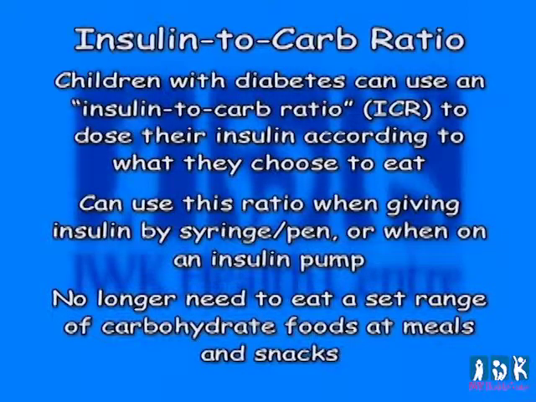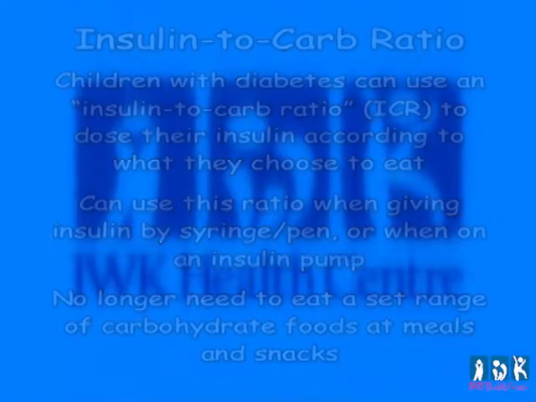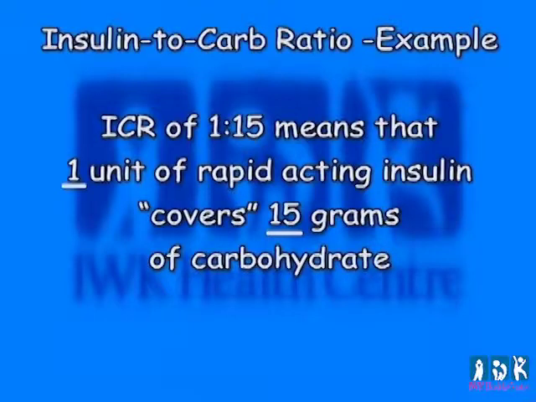Children who use an insulin to carb ratio to dose their insulin for meals and sometimes for snacks no longer need to eat a set range of carbohydrate foods at meals or snacks. Dosing the insulin themselves gives the child the freedom to eat according to their appetite at each meal or snack. Let's look at an example of using insulin to carb ratio. Suppose a child with diabetes uses an insulin to carb ratio of 1 to 15 for lunch. An ICR of 1 to 15 means that 1 unit of rapid-acting insulin covers 15 grams of carbohydrate. Remember, insulin to carb ratios are unique to each child with diabetes and they can vary throughout the day.